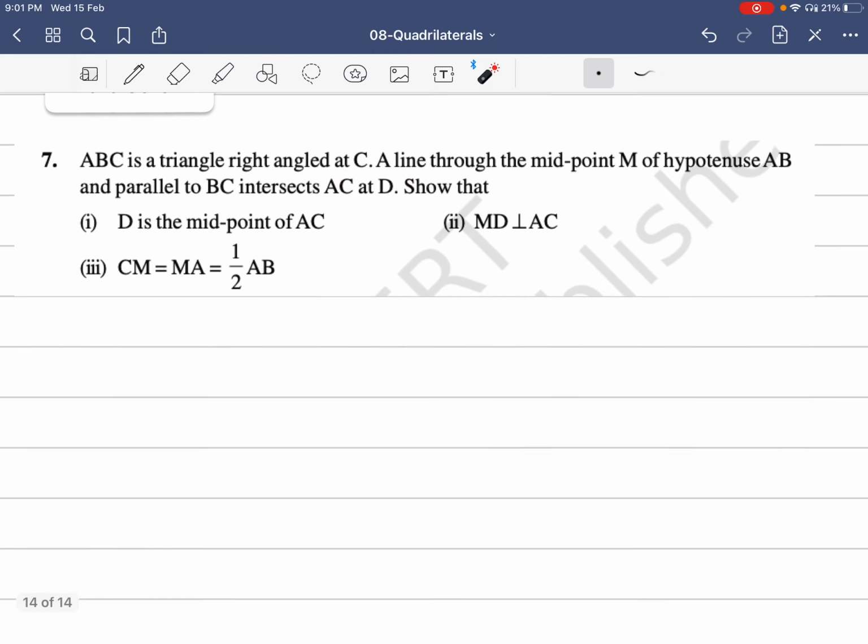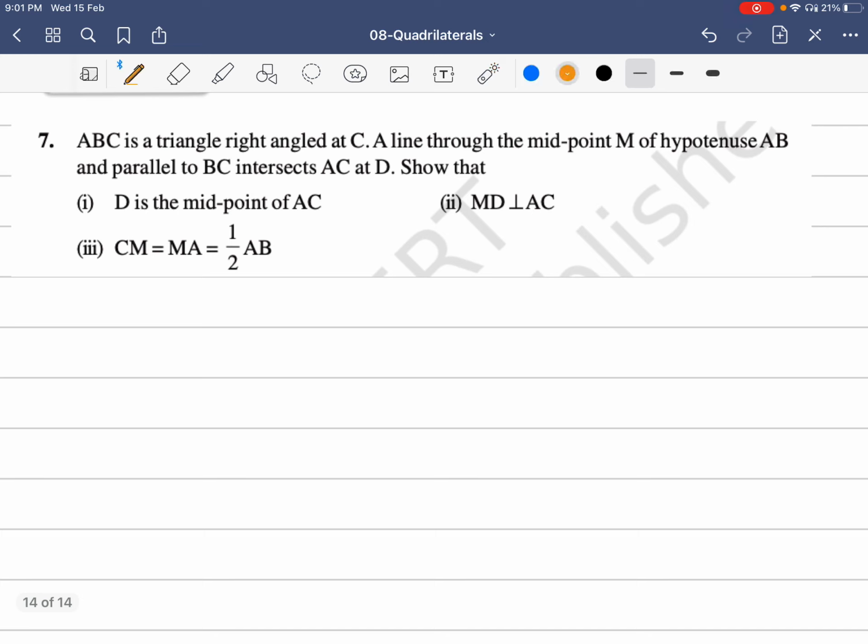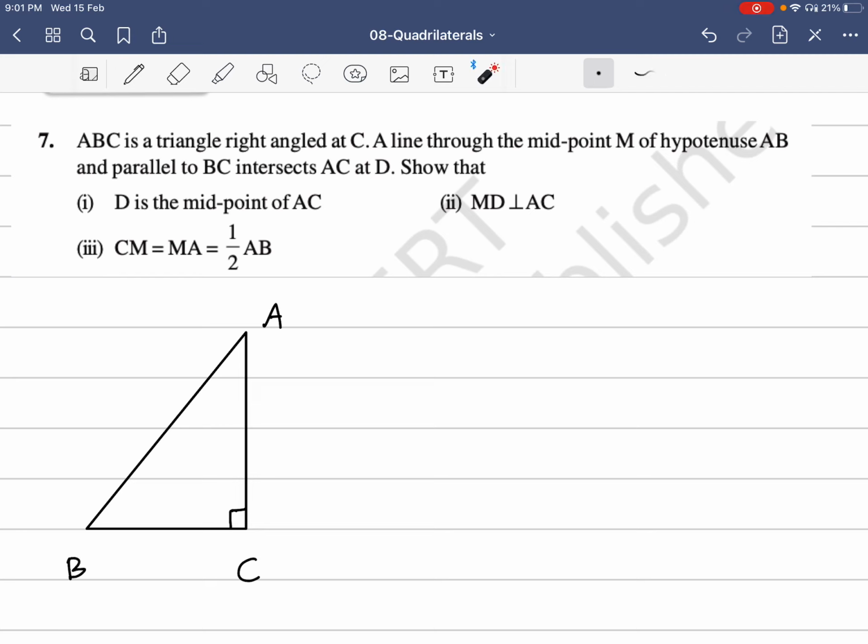As you can notice, there is no figure given to us, so we have to construct our own figure. Let us draw a triangle ABC, which is right angled at C. So this is a right angle triangle. C is this point where we have the right angle, and this is our hypotenuse AB. So this becomes our triangle ABC, which is right angled at C.